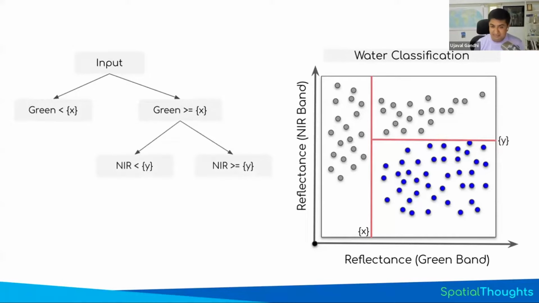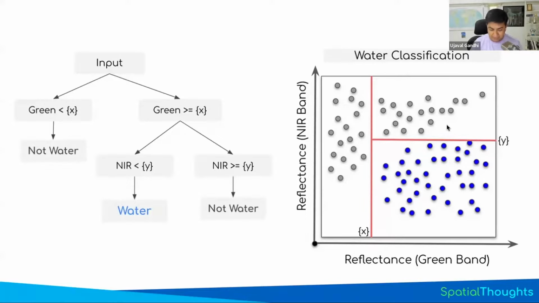If it's greater than X, check the NIR value. If the NIR value is less than Y or greater than Y. If it's greater than Y, it's not water. If it's less than Y, it's water, and so on. When you train a decision tree on your data, you'll get a flow chart like this.